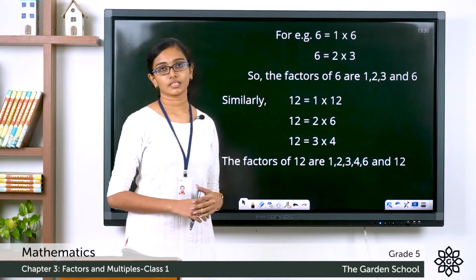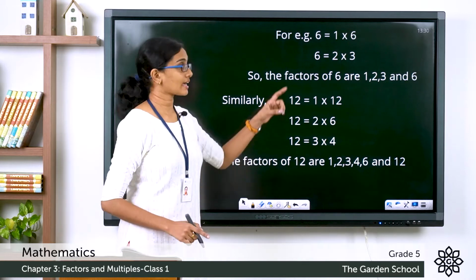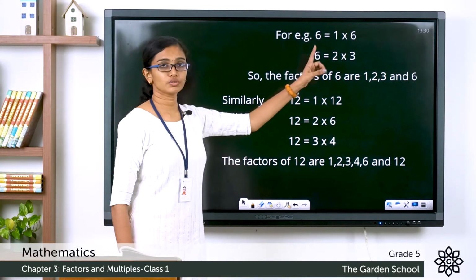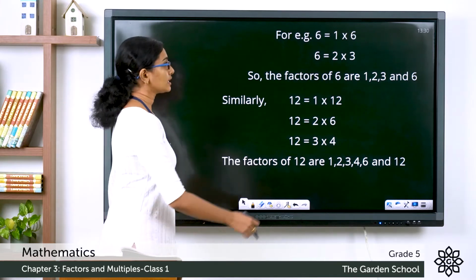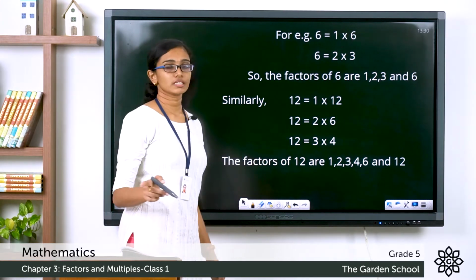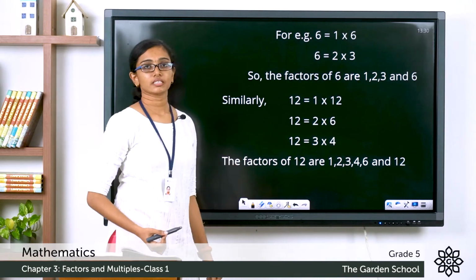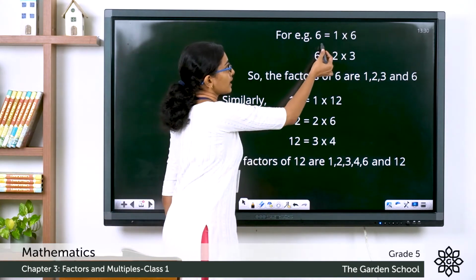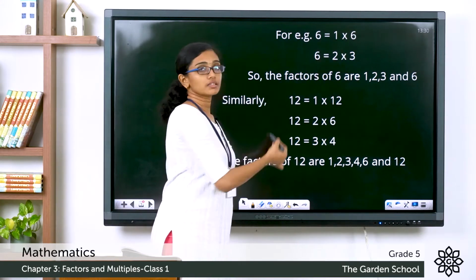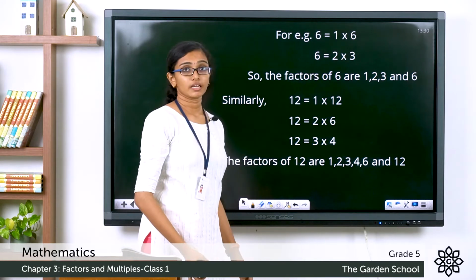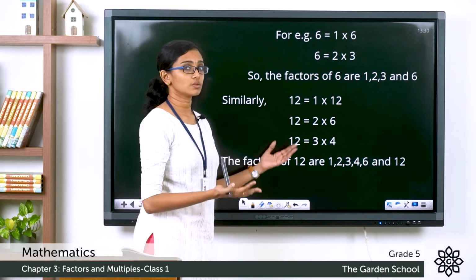Look at this number 6. We know 6 can be either 1 into 6 or 2 into 3. So we can say the factors of 6 are 1, 2, 3 and 6. And see, if we divide the number 6 using its factors, is there any remainder? We can completely divide those two numbers.